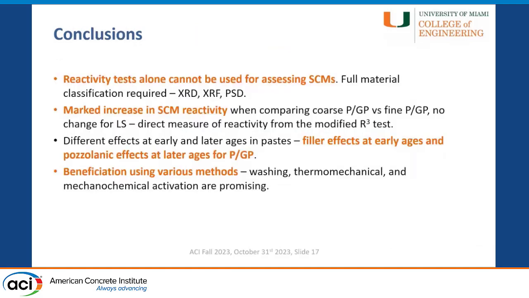So just to conclude my talk, reactivity tests alone cannot be used for assessing SCMs, as you saw from the case of alternative SCMs. You need a full material classification: you need to understand what phases are present, the chemical composition, and the fineness. There is a marked increase in SCM reactivity based on the modified R3 test. The higher the fineness, the higher the reactivity for the materials. For different ages, different effects were seen. Filler effects were seen at early ages for most SCMs, whereas for reactive SCMs you saw the pozzolanic effects.